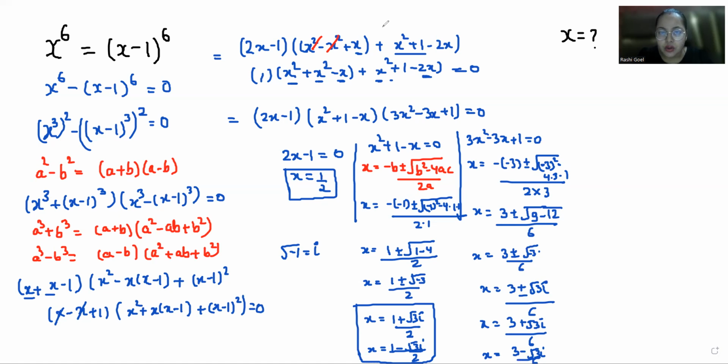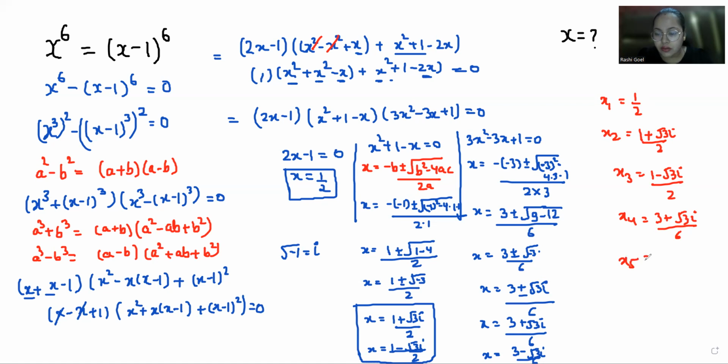So the five values of x are x1 is equal to 1 by 2, x2 is (1 plus root 3 iota) by 2, x3 is (1 minus root 3 iota) by 2, x4 is (3 plus root 3 iota) by 6, and x5 is (3 minus root 3 iota) by 6. That's how you can find the multiple values of x. So the power is 6, and 6 minus 1 is 5. So these are the 5 values of x.